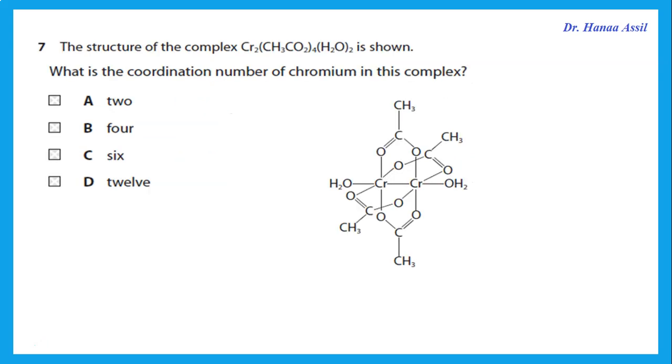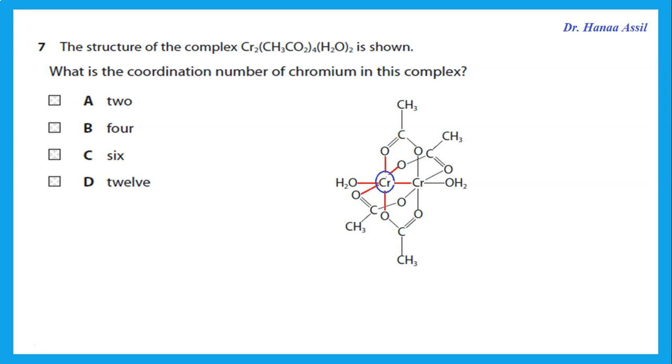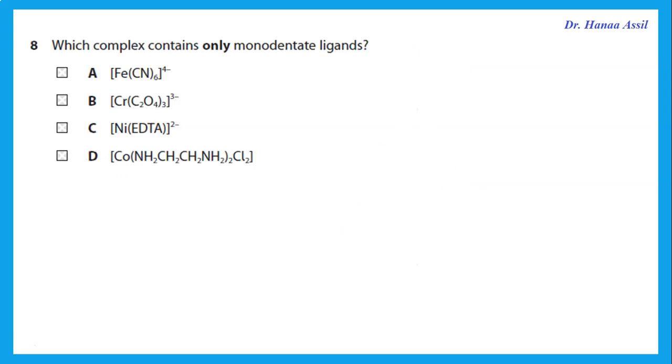Structure of this complex is shown. What is the coordination number of chromium? Remember, we said coordination number is the number of bonds or dative bonds that are made to the central transition metal ion. Now, we're looking for the coordination number of chromium, and that means I'm counting only one of the chromiums. I don't care about the other one. So each chromium has how many dative bonds attached to it? There are 6 dative bonds, so the coordination number of chromium is 6.